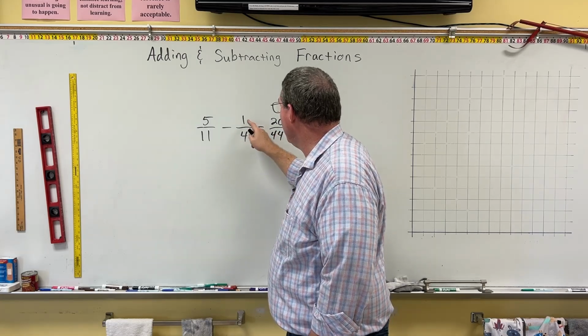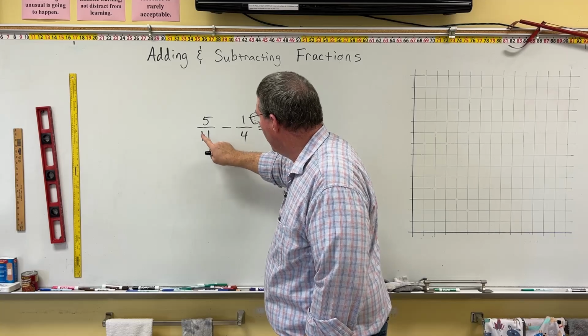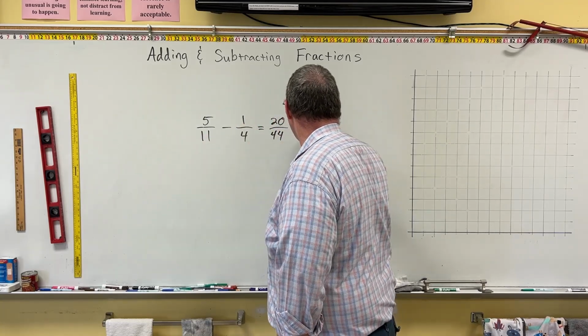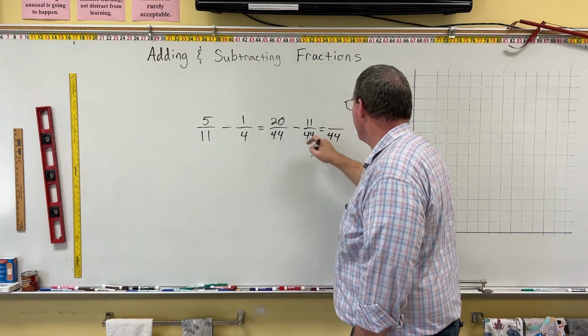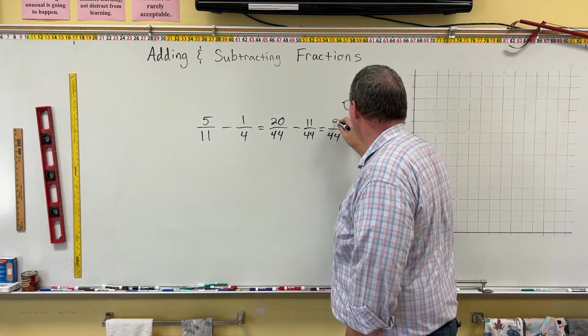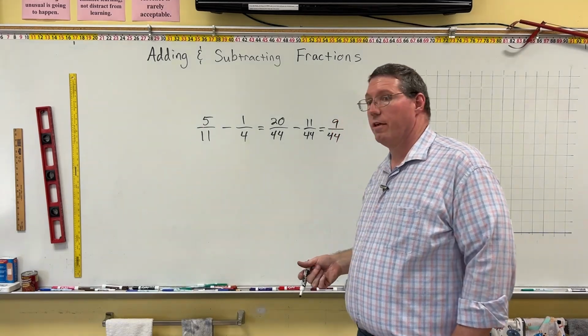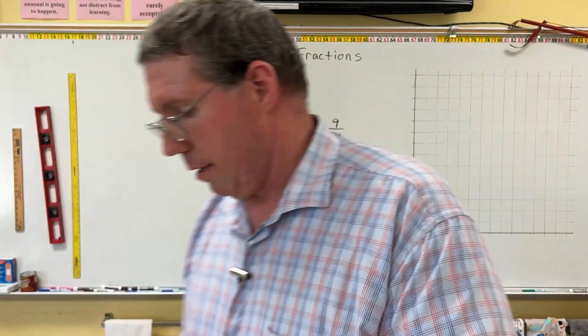Minus. Now we need to multiply this numerator and this denominator by the other denominator. 11 times 1 is 11. 11 times 4 is 44. And now the denominator is 44. 20 minus 11 is 9. And we get 9/44.